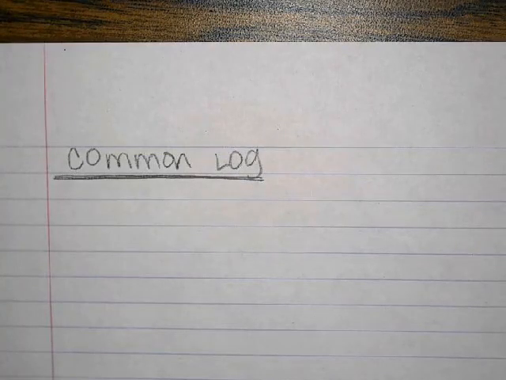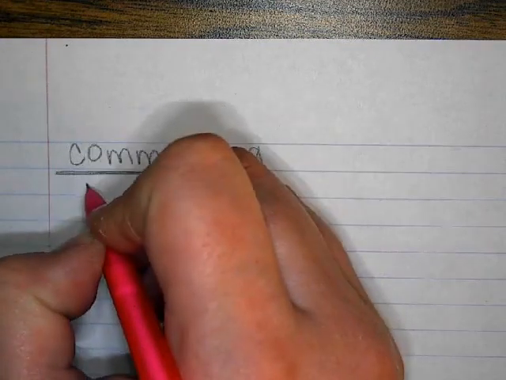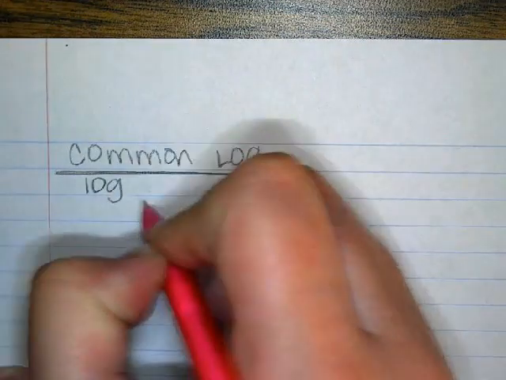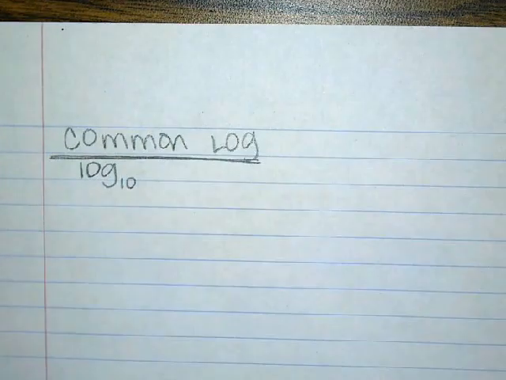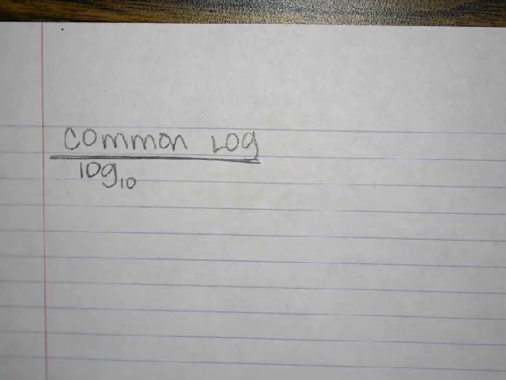And this is log base 10. The reason we have log base 10 is because it's really common to see things to an exponent of 10, if you think about how your decimal places work. How far apart is each decimal place? It's a base of 10, right? Tenth, hundredth, thousandth, ten-thousandth, hundred-thousandth, millionth. They're all bases of 10 apart.